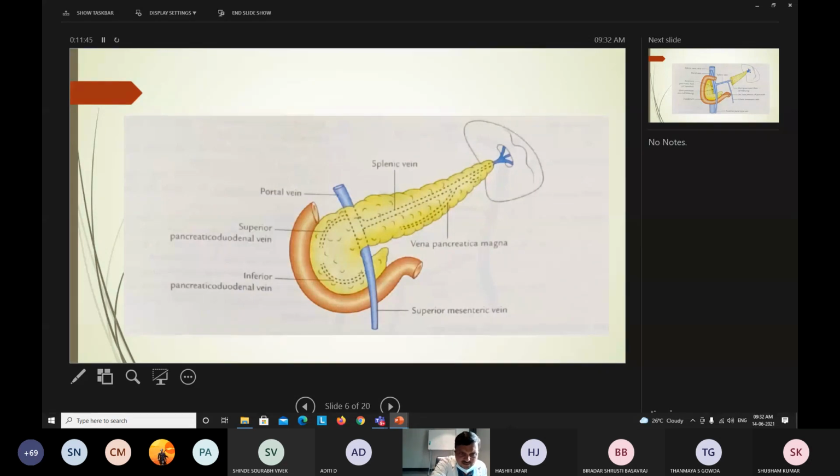This is the formation of the portal vein. The length of the portal vein is 7.5 centimeters. First part is behind the neck of the pancreas. Second part is behind the first part of the duodenum. Third part is in the right free margin of the lesser omentum.